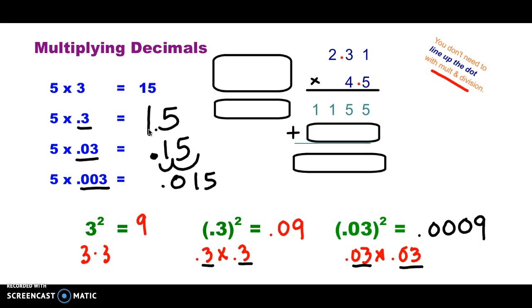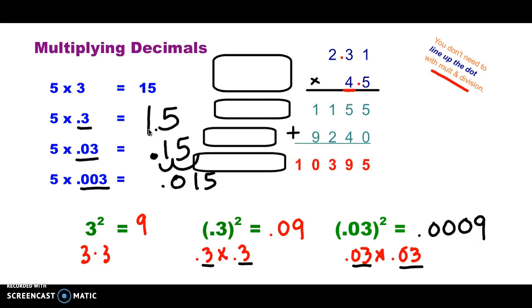Then I go to my next number, which is 4. And I put a placeholder 0. And then 4 times 1 is 4. 4 times 3 is 12, carry your 1. And 2 times 4 is 8, plus 1 is 9. I'm going to add those together, and I'll get this product.